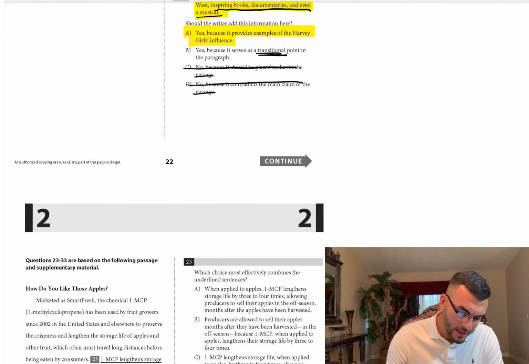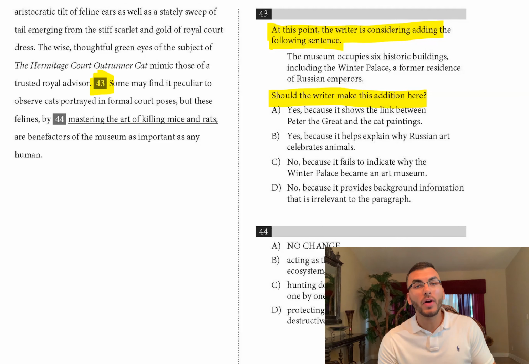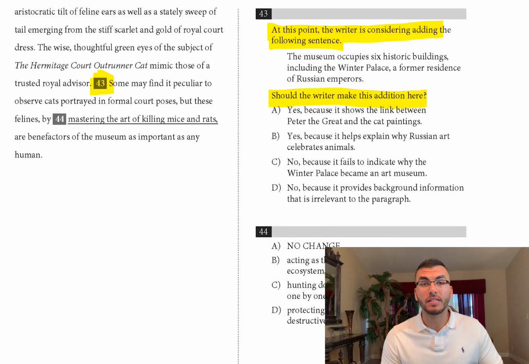So lastly, let's look at 43. So at this point, the writer is considering adding the following sentence. Should he make this addition right there? Go ahead, press pause, see if you feel whether or not the writer should add the following sentence, and then when you're ready, press play and we'll compare notes.